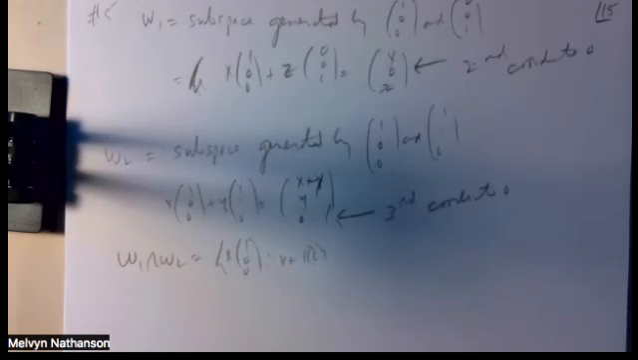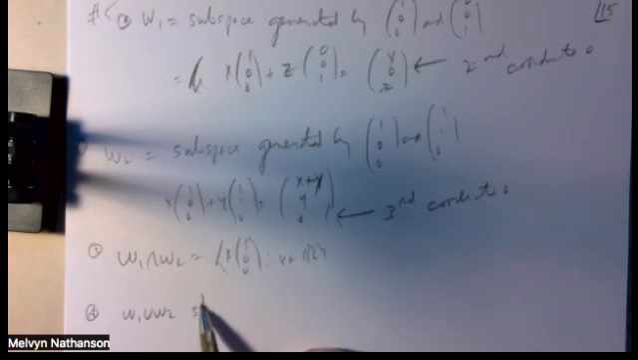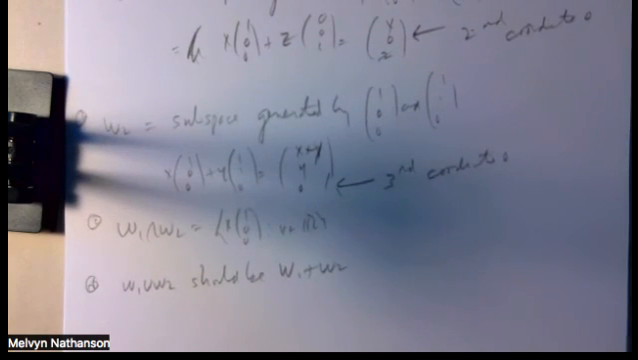Here's a typo there. So this is part A, this is part B, this is part C, and parts D and E, where it says W1 union W2, it should be W1 plus W2. The union of two subspaces is not a subspace.